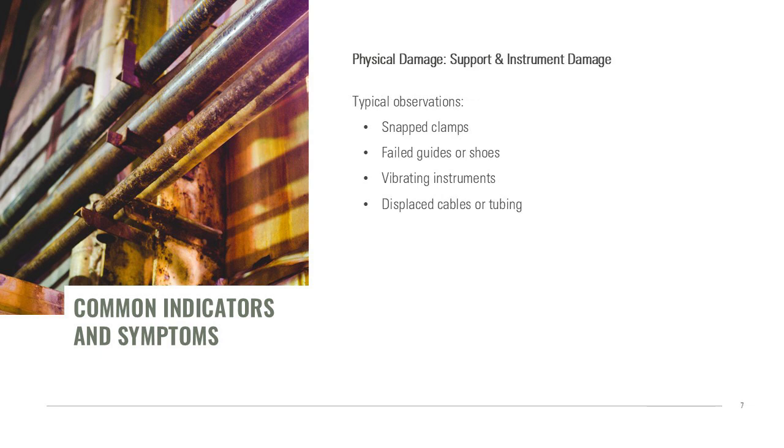Physical damage number 2, support and instrument damage. Supports play a major role in vibration response. Damage or looseness in these components amplifies vibration levels and leads to rapid deterioration of nearby equipment. Typical observations: snapped clamps, failed guides or shoes, vibrating instruments, displaced cables or tubing.